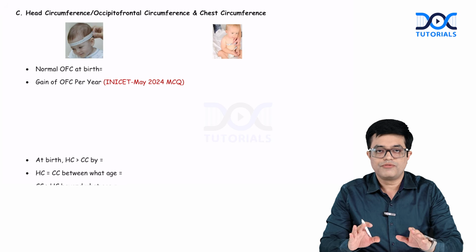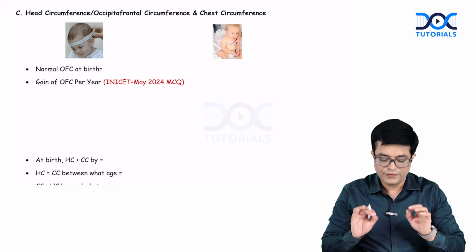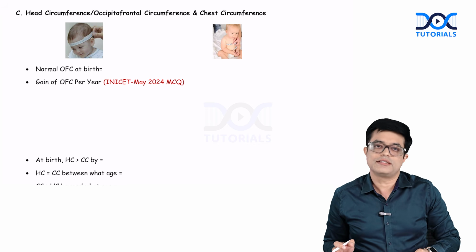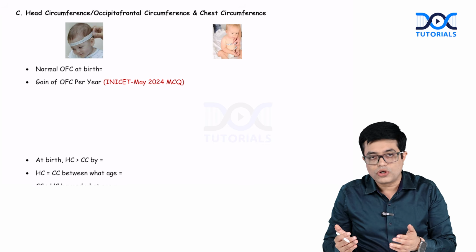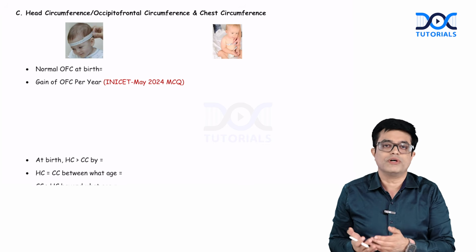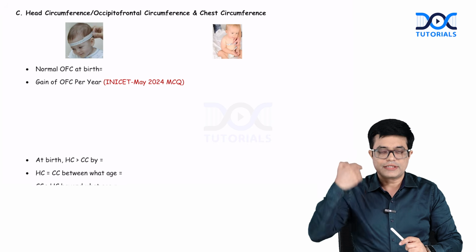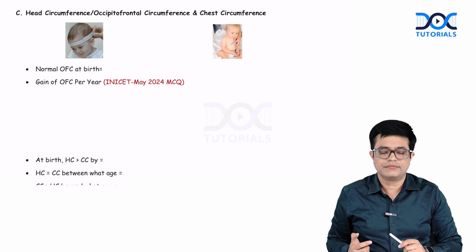Now we have talked about weight, we have talked about length and height. Now we come to the third thing, head circumference and chest circumference. Head circumference is written as HC. It is also called occipitofrontal circumference or OFC. This is the other name. Head circumference is measured at the level of the head.